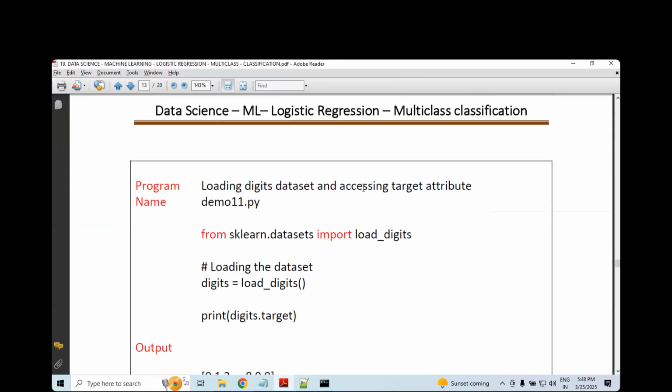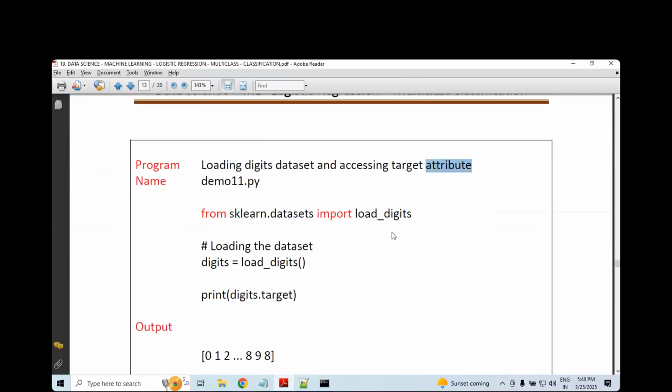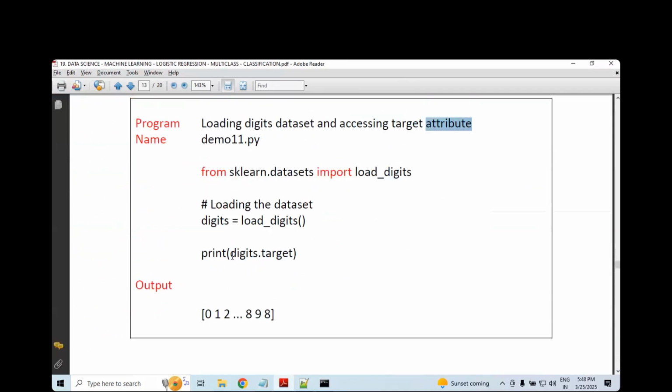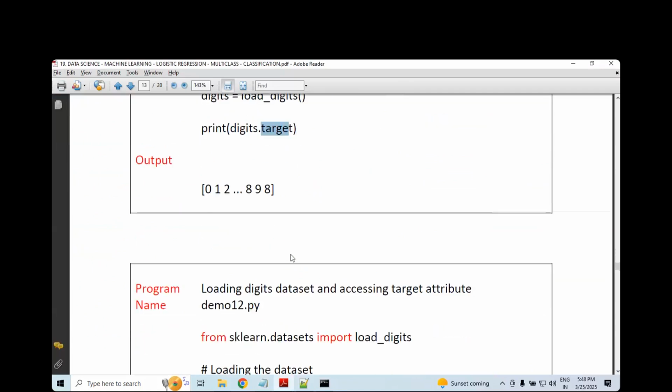Loading the digits dataset and accessing the target variable. What exactly is a target? I just wanted to see the targets. There is one attribute, and the attribute name is called target. You can just try to check the target, and you will get an idea.